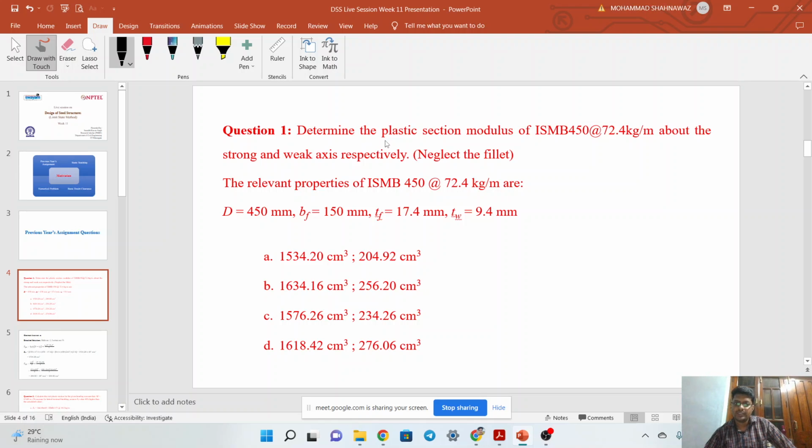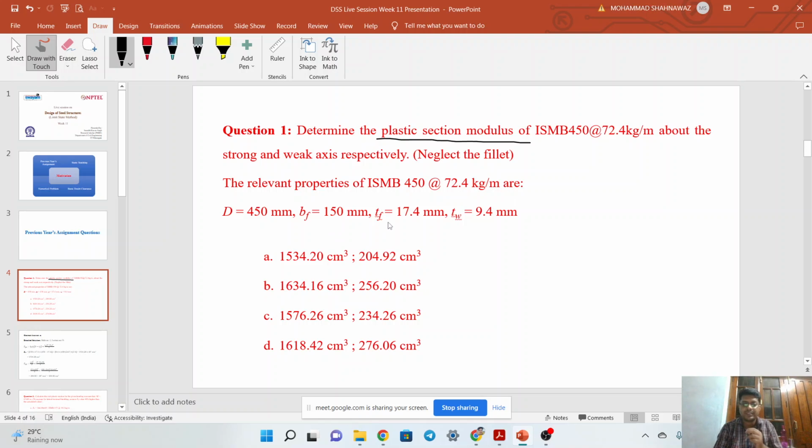In the previous year's assignment questions, the first question was to determine the plastic section modulus of ISMB 450 at the rate of 72.4 kg per meter about the strong and weak axis respectively. Neglect the fillet. It is already given here, but I would request you to please verify the data. If you have a PDF or hard copy of the code book or a steel table, you can match that this data is correct for the given section, or whether there is some mistake.